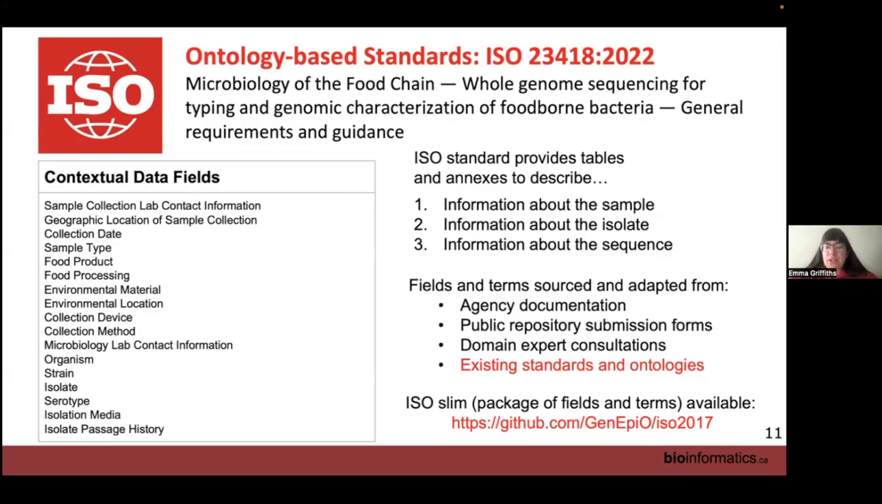And this is a standard that came out a couple of years ago. It was put together by ISO, which is the International Organization for Standardization. This is a group that develops standards when there's an identified market need, really to help improve quality and reproducibility of information and goods. And so it was identified that there was a need for some requirements and guidance for the implementation of whole genome sequencing for characterizing bacteria in food.